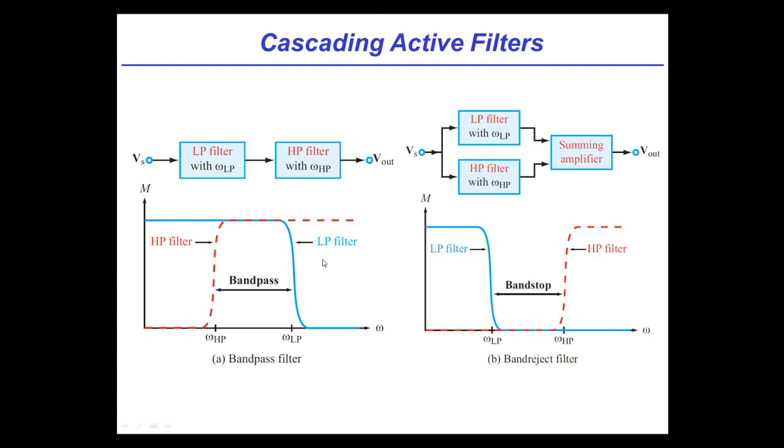Makes sense. And by cascading them, you just mean the output of, in this case, the low pass is connected into the input of the high pass. Exactly. So I have another question.